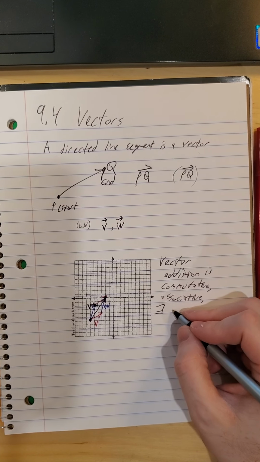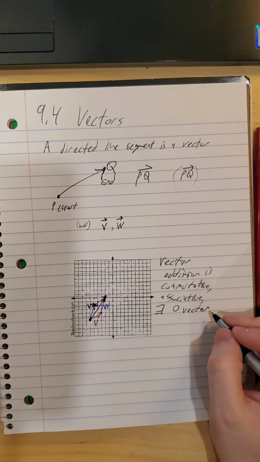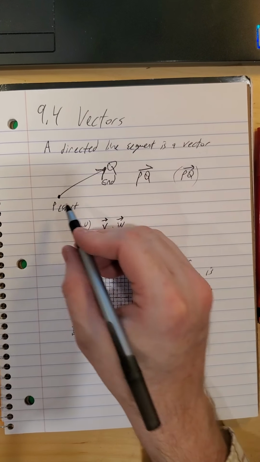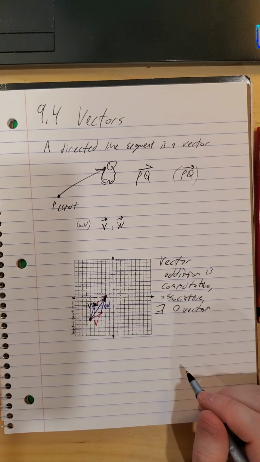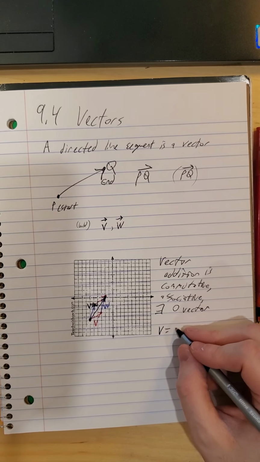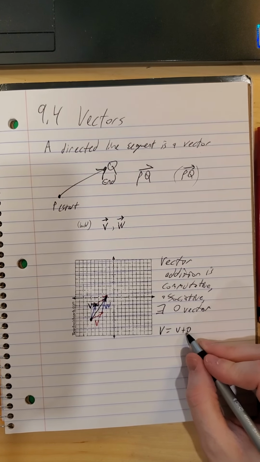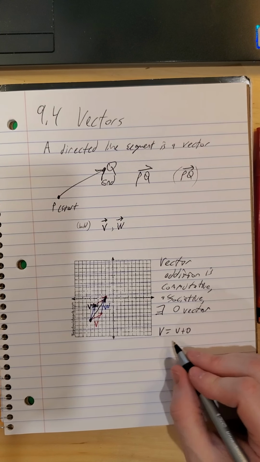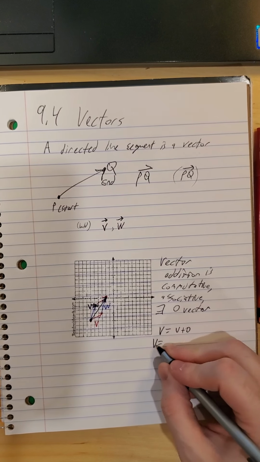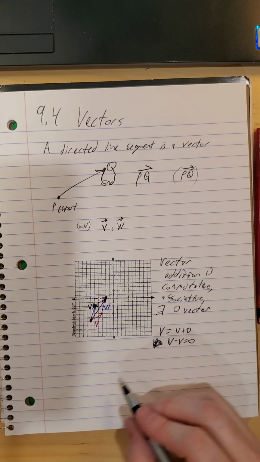There also exists the zero vector, which would basically be a point, just holding still. We don't go from a starting point to an endpoint. Our starting and end point are the same on the 0 vector. And that 0 vector would return us to the starting point. So V plus 0 would return us to V. Similarly, 0 plus V would return V as well. We also have that V minus V would get us to the 0 vector.